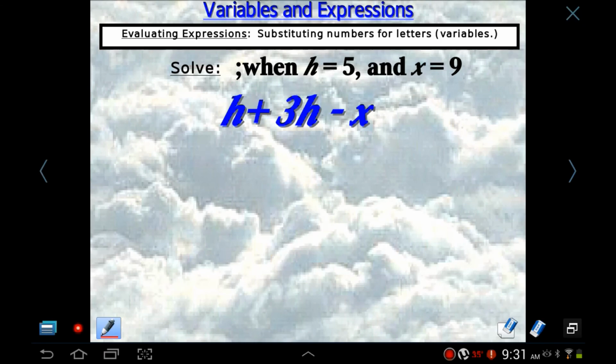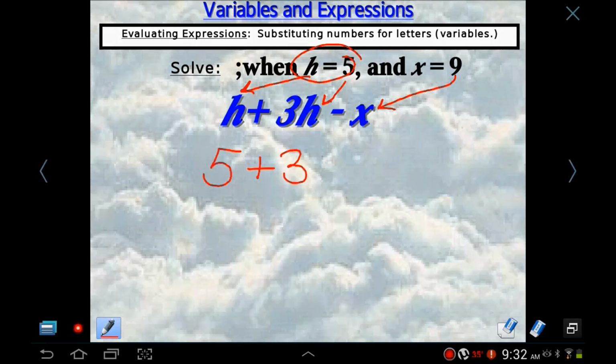Okay, last example here, h plus 3h minus x. So all I'm going to do now is just substitute these values for those letters. Okay, h equals 5, here and here, x equals 9. So I'm going to rewrite it. Make sure you don't try to do this all in your head. I know some of these seem pretty simple, but I want to see you guys rewriting it. 5 plus 3h. Now 3h means 3 times h. I'm going to write 3 times 5 minus 9.